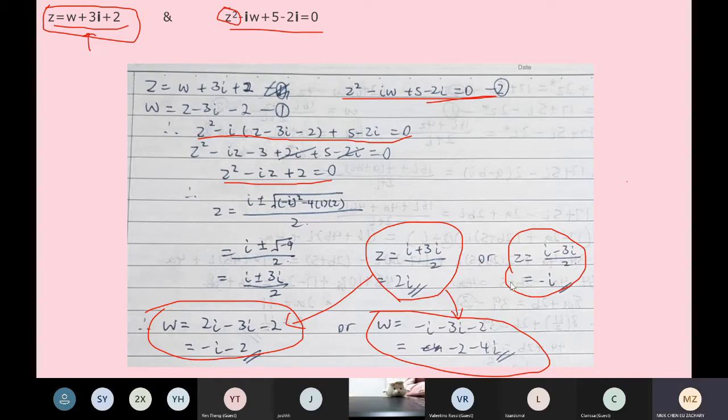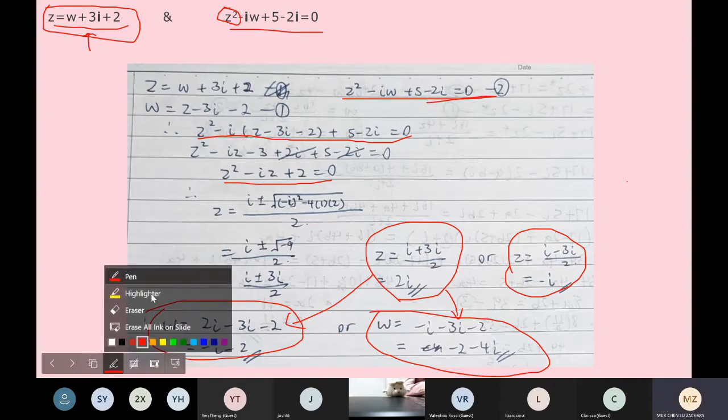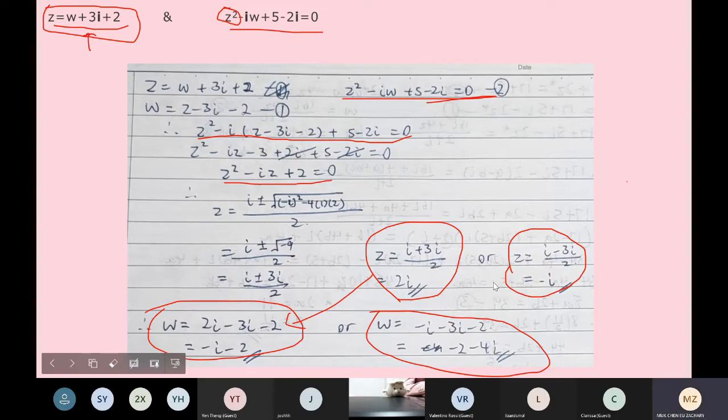So for this case, we must be very careful, right? It's not that you can leave it as z equals 2i equals minus I. You have to put z equals 2i, comma, w equals minus I minus 2. Or z equals minus I, w equals minus 2 minus 4i.